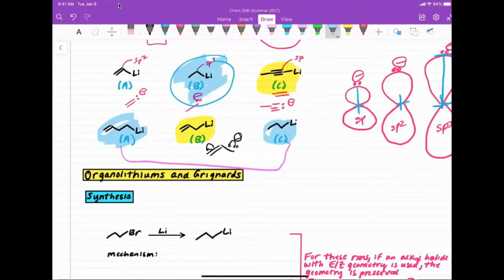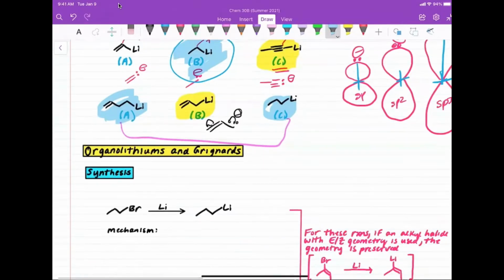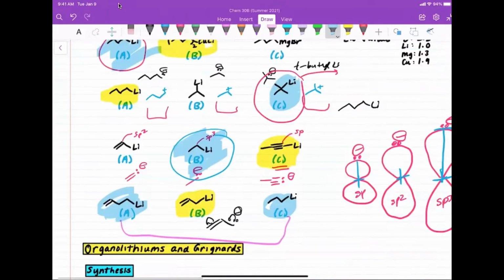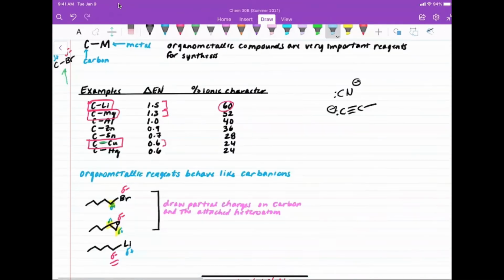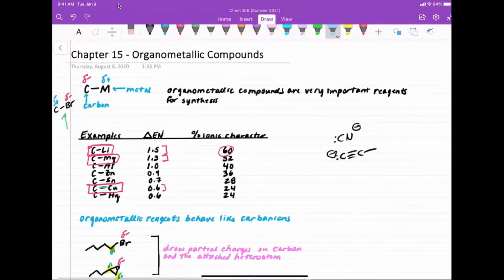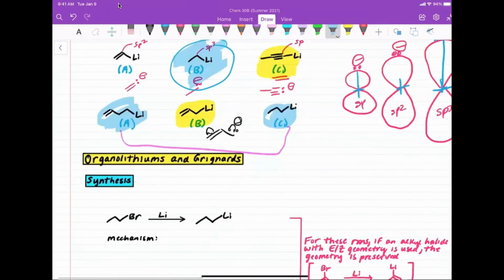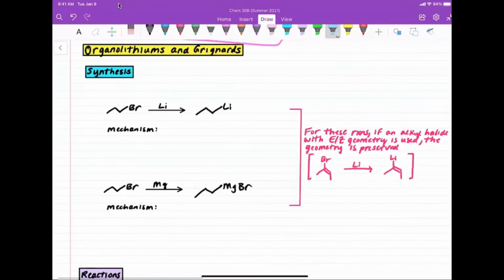Okay, organolithiums and Grignard. So organolithium and Grignard reagents. So Grignard reagent, let me define what that is because I'm not sure if I use the term. Grignard reagents are just the organometallics, the organomagnesium organometallic compounds. So I'm going to show you how to make both of these here.